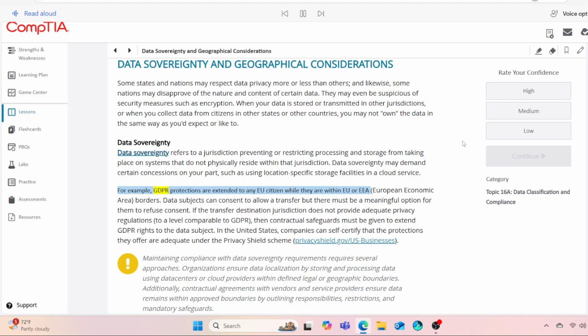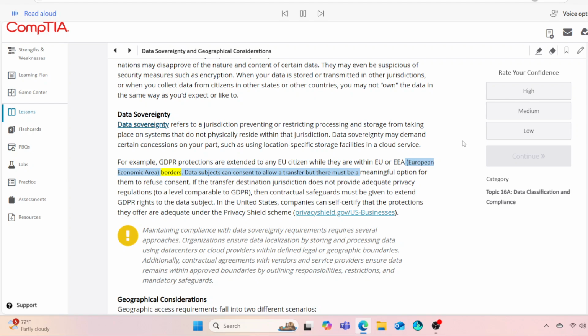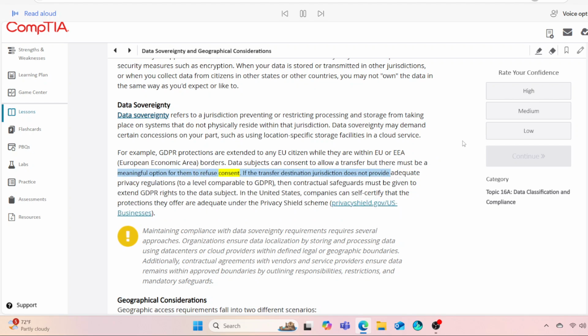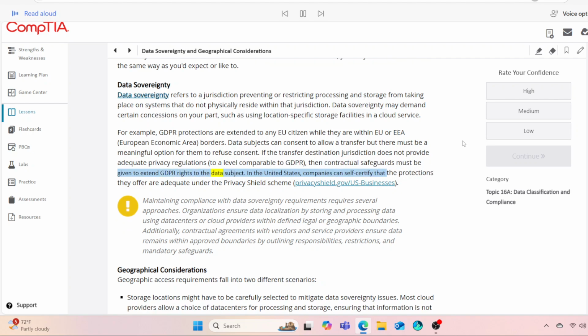For example, GDPR protections are extended to any EU citizen while they are within EU or EEA, European Economic Area, borders. Data subjects can consent to allow a transfer, but there must be a meaningful option for them to refuse consent. If the transfer destination jurisdiction does not provide adequate privacy regulations to a level comparable to GDPR, then contractual safeguards must be given to extend GDPR rights to the data subject.